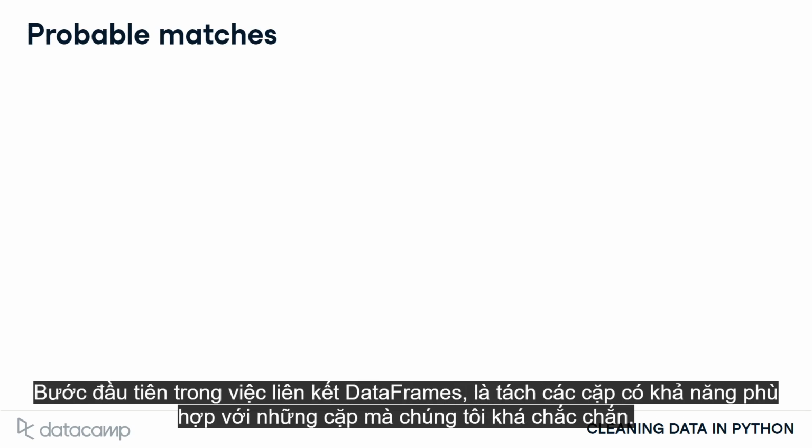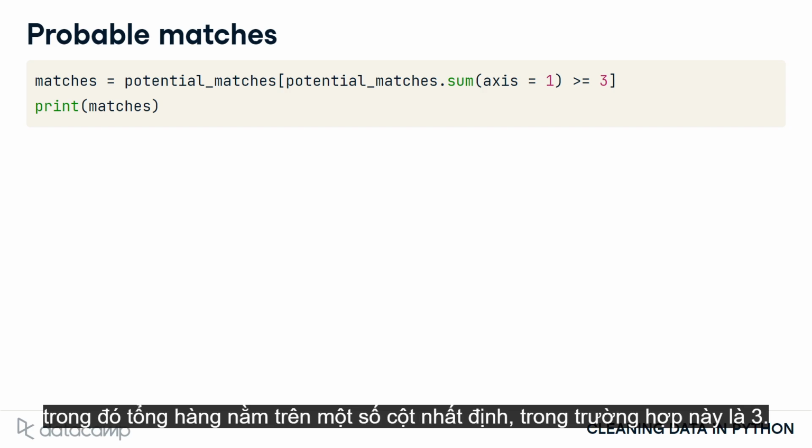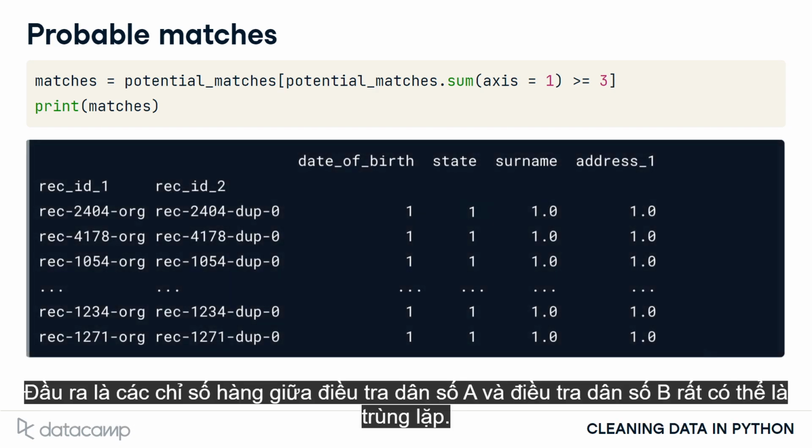The first step in linking data frames is to isolate the potentially matching pairs to the ones we're pretty sure of. We saw how to do this in the previous lesson, by subsetting the rows where the row sum is above a certain number of columns, in this case, 3. The output is row indices between census A and census B that are most likely duplicates.